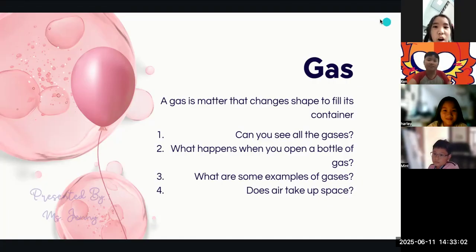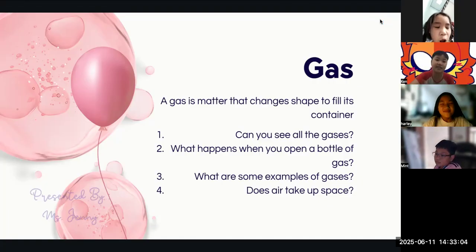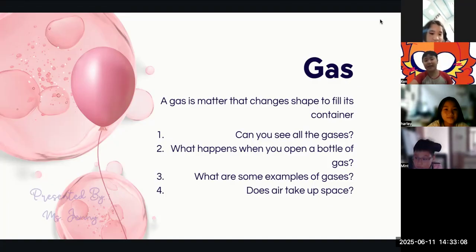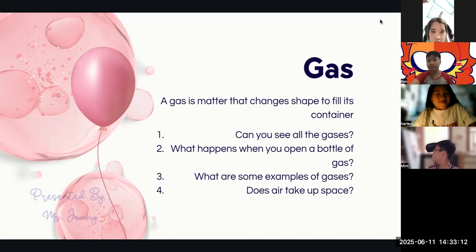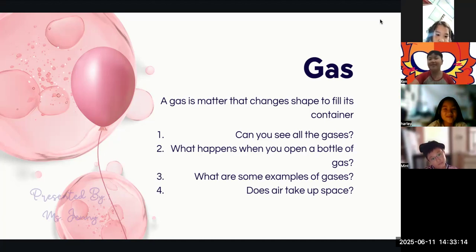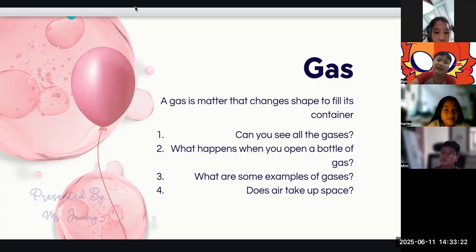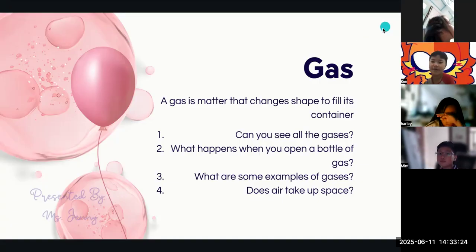Sometimes I like the smell of gas. We can smell some gas. Now, sometimes we can't smell gas, like oxygen. We cannot smell oxygen, but oxygen is still gas out in our house, the bathroom, for example.